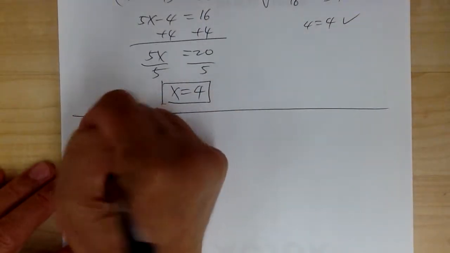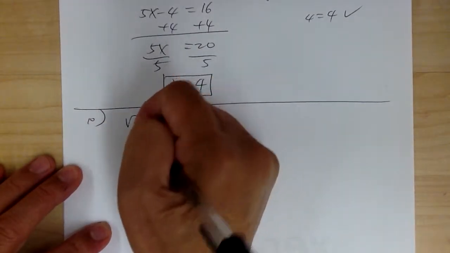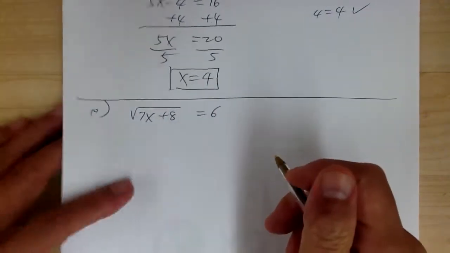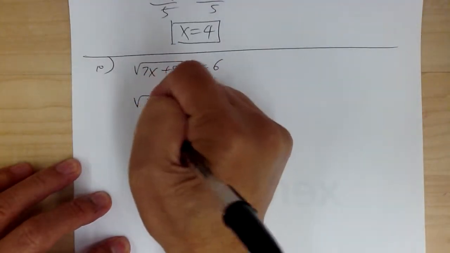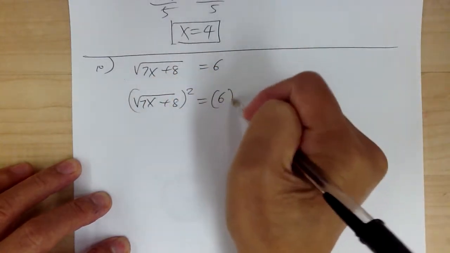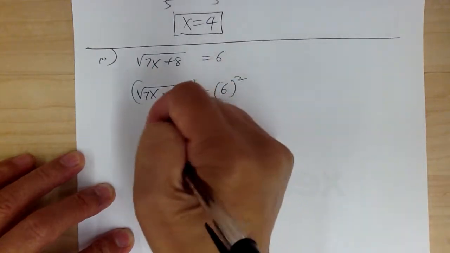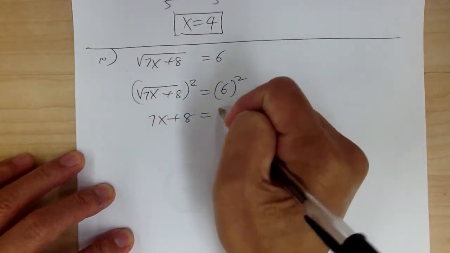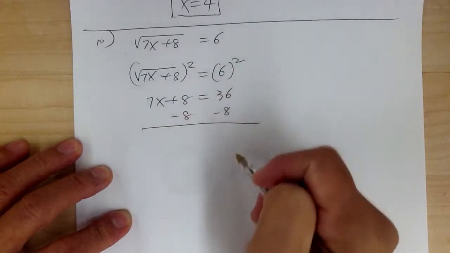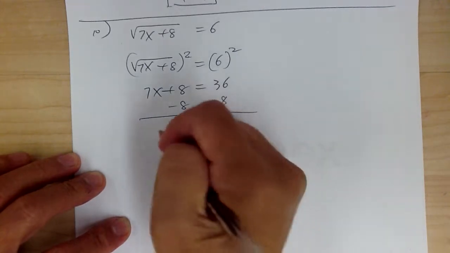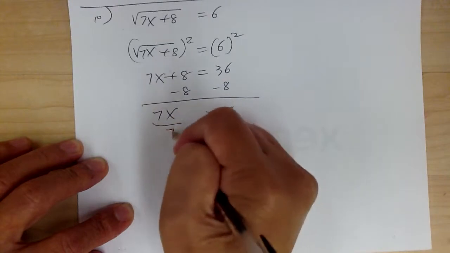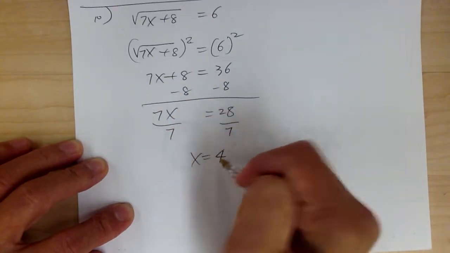Okay. Number 10. Square root of 7x plus 8 is equal to 6. So write it one more time so I can square both sides. Square root cancel out. 6 squared is 36. Minus 8 on both sides. So I got 7x is equal to 28. Divide by 7, divide by 7. So x equal to 4.